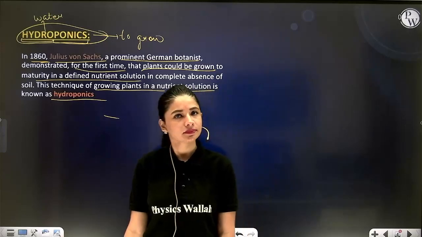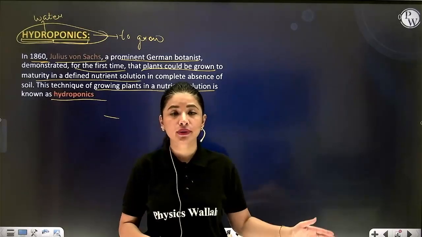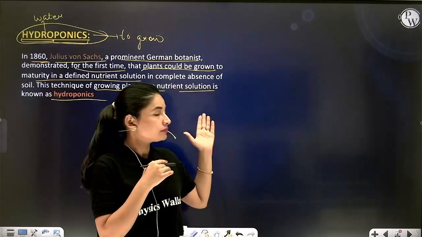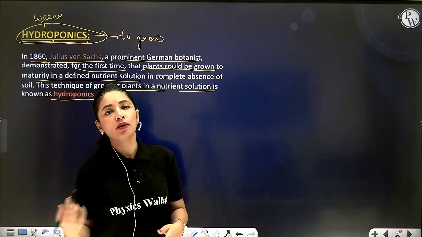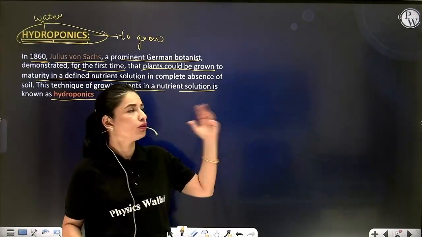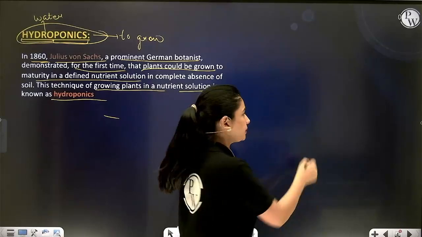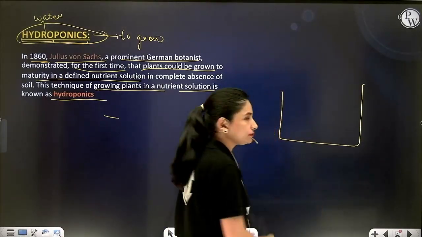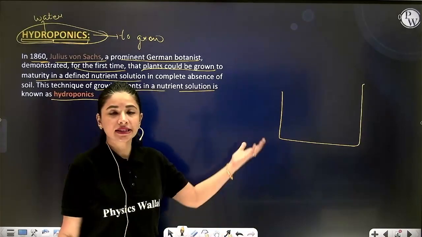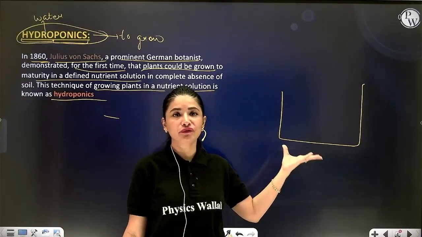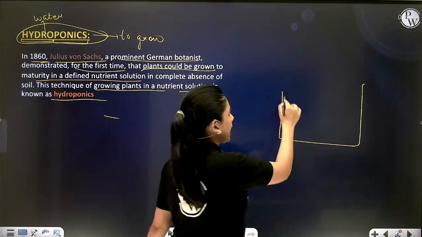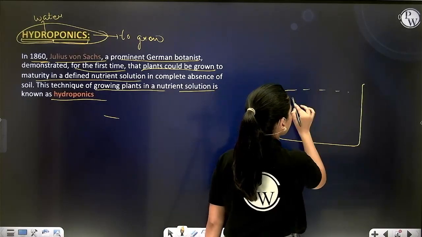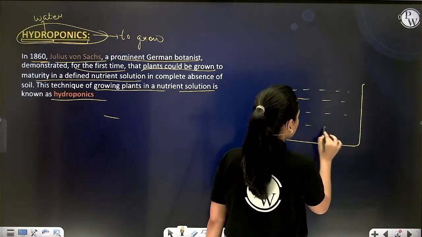hydroponics. Clear? Now I'm going to demonstrate the experiment which was performed by Julius von Sack. Chalo, let's do. So for his experiment, first important requirement is to have a beaker. Why beaker? Because in this only we are going to prepare a defined nutrient solution. Add water into it. Right?